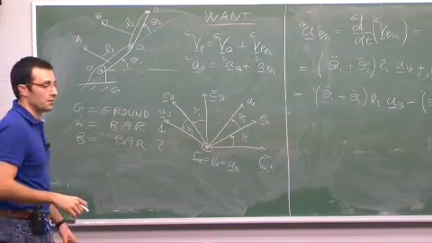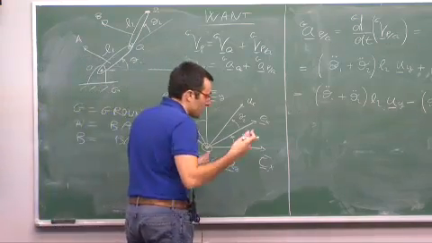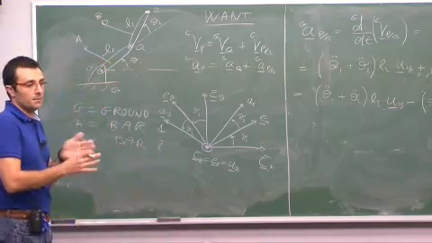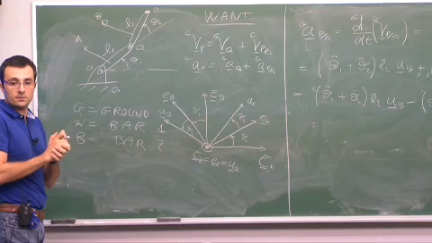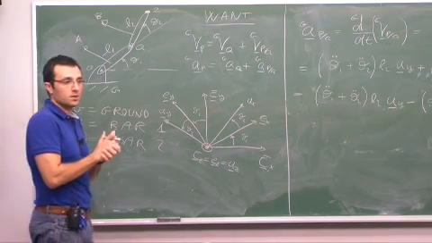When the reference frames don't have the same origin, they don't share a point that is fixed in both reference frames. Does it make sense? We have a couple more minutes. Do you have any questions so far?